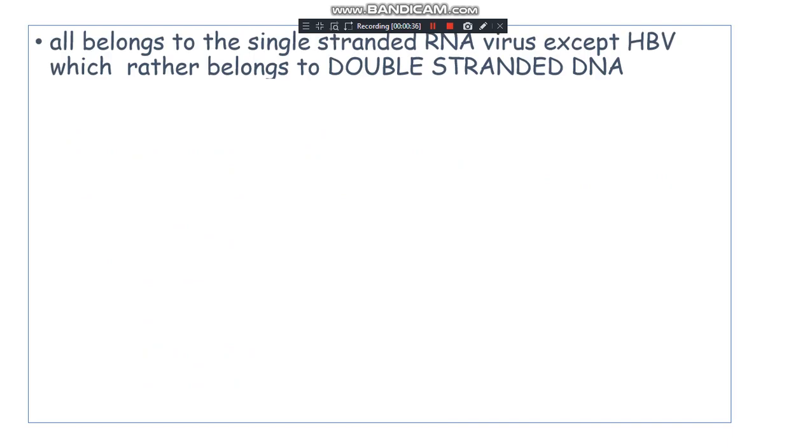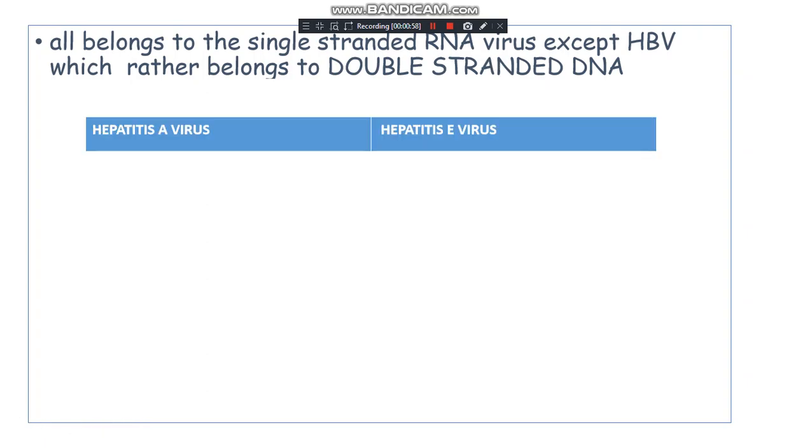Now remember, all of these viruses belong to the single-stranded RNA viruses, except HBV, which rather belongs to double-stranded DNA. So this is the exception: hepatitis B virus is double-stranded. However, all of the remaining viruses are single-stranded RNA viruses. Now comparing hepatitis A with hepatitis E virus, because they show some similarities, I am comparing both of these for your ease.